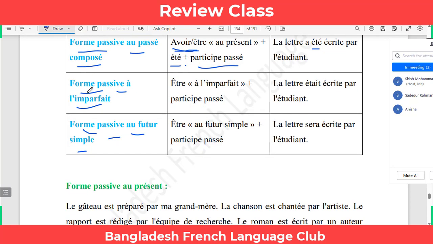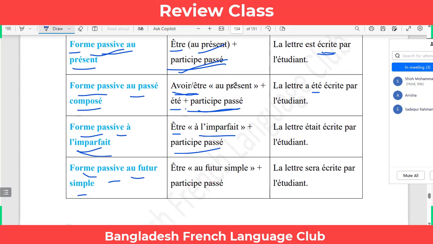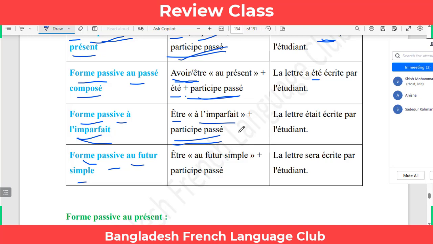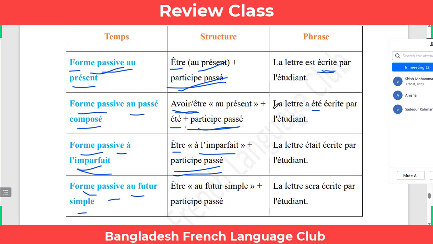And the second one, forme passive à l'imparfait. So here, être à l'imparfait, participe passé. Same thing, always you can see participe passé. The previous one was the letter was written by the student. This one? Yes, the letter has been written by the student.